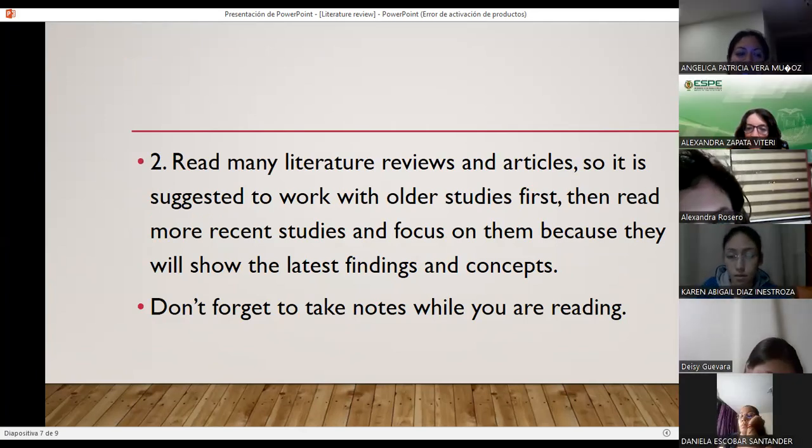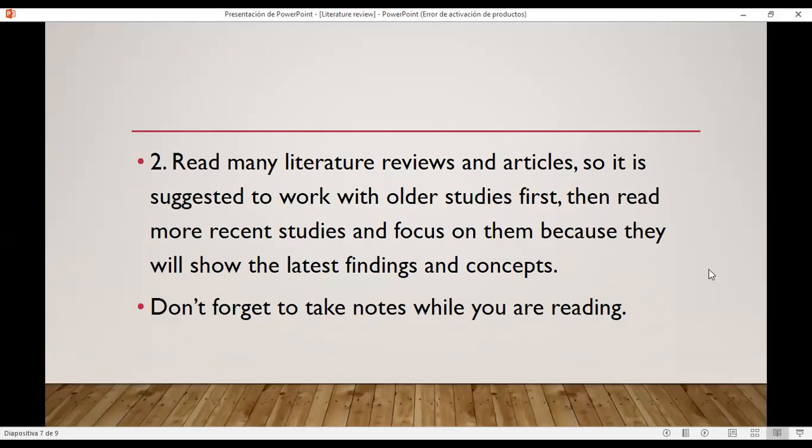Alexandra, thank you. Okay. Read many literature reviews and articles. So it is suggested to work with older studies first. Then read more recent studies and focus on them because they will show the latest findings and concepts. Don't forget to take notes while you are reading. Okay, so of course, the biggest number of articles that you read, the more information you are gonna get, no? The more knowledge, more basis about the issue, no?